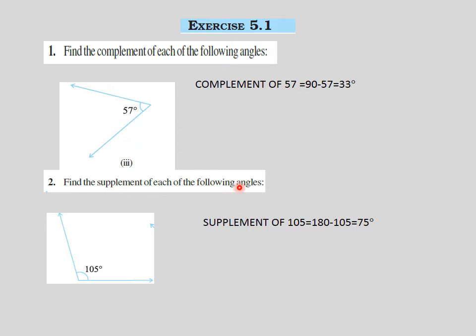Similarly, find the supplement of each of the angles. I gave one question here, 105 degrees. How do you find a supplement? In a similar way to the complement. Complement means sum of two angles is 90 degrees. Supplementary angle means sum of two angles is equal to 180 degrees. So to find the supplement of 105, you will have to subtract it from 180 degrees. So 180 minus 105, how much is this? 75 degrees. So 75 degrees is the supplement of 105 degrees. Alright.